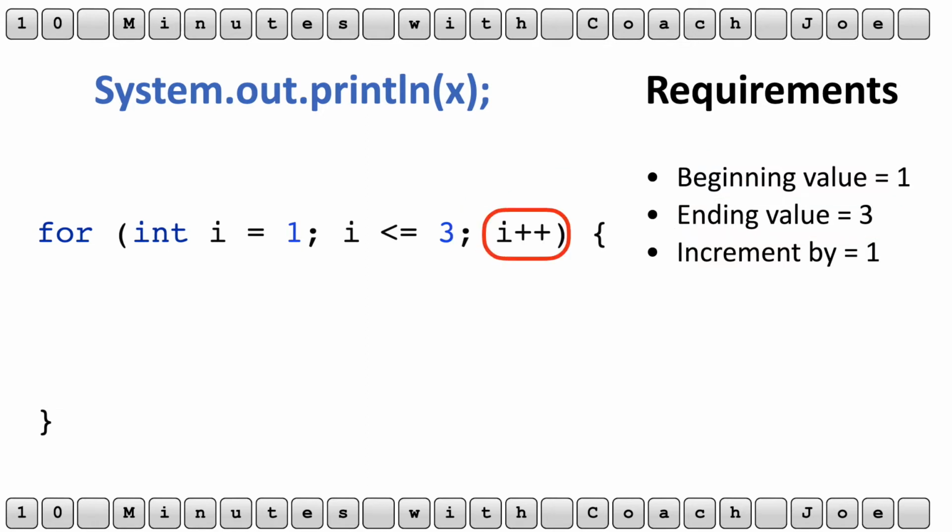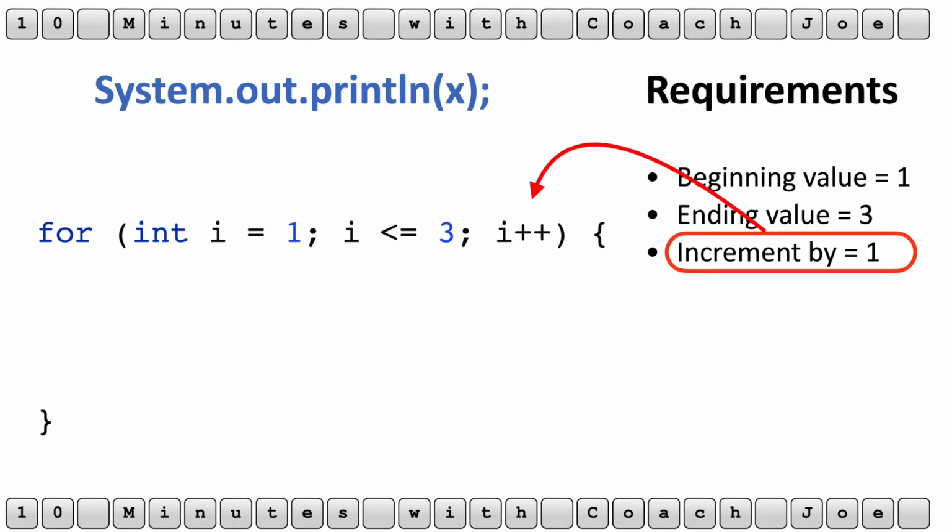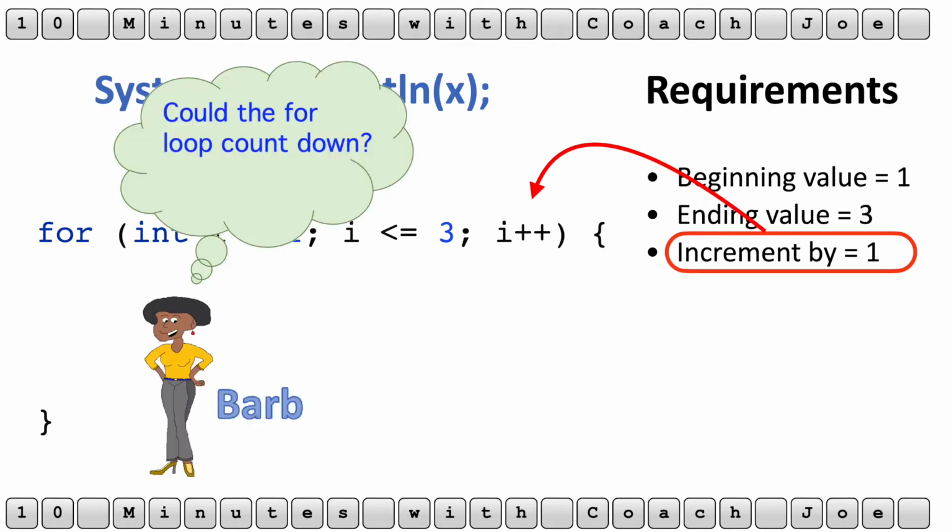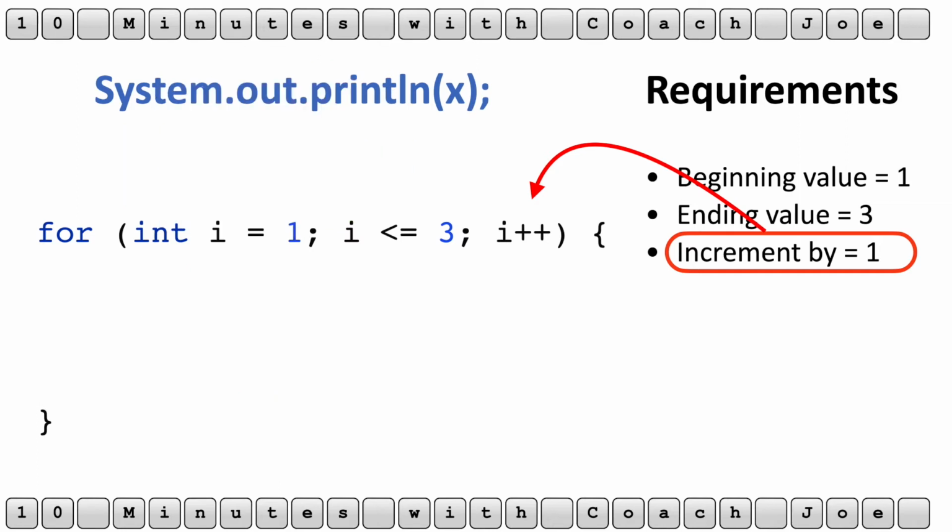The third component is used to increment or decrement the for loop counter variable after the code block is executed. The requirements has the counter being incremented by 1. It is common to use a unary operator like i++ when incrementing by 1. You could also use an arithmetic operator like i = i + 1. Yes, with the proper initialization, condition, and decrement statement, you could also loop from 10 to 1.